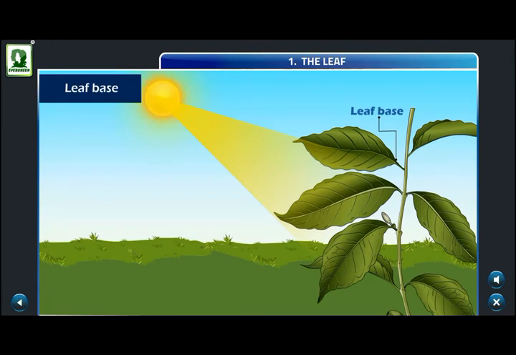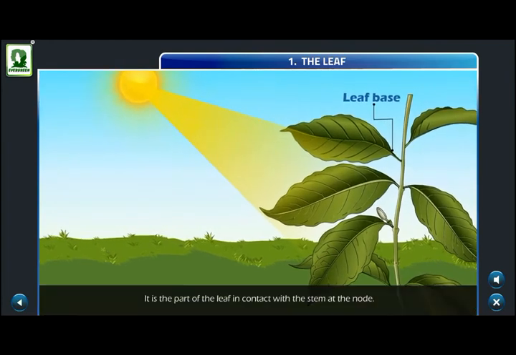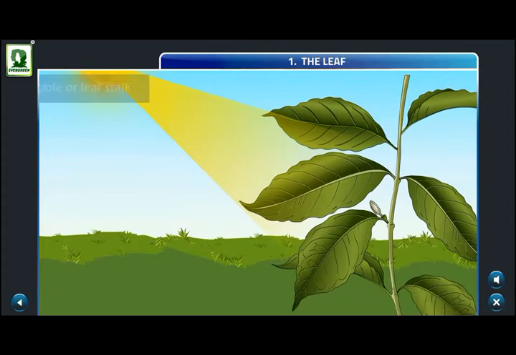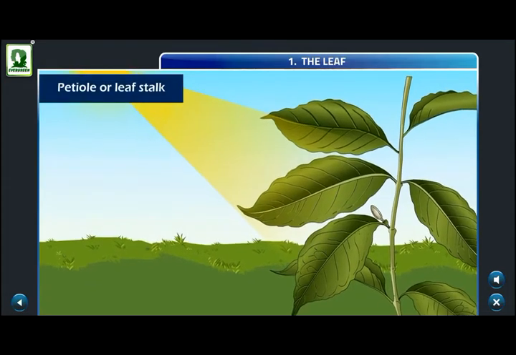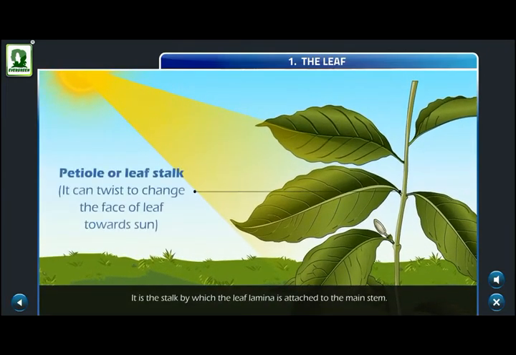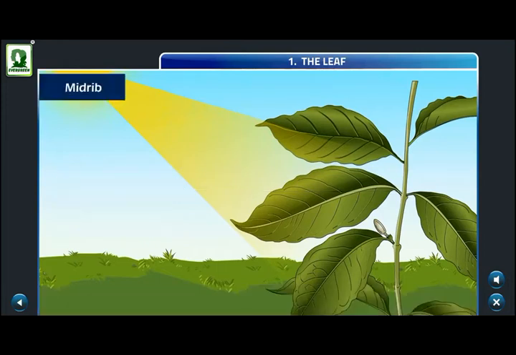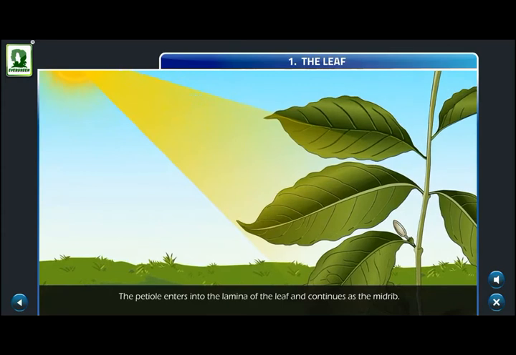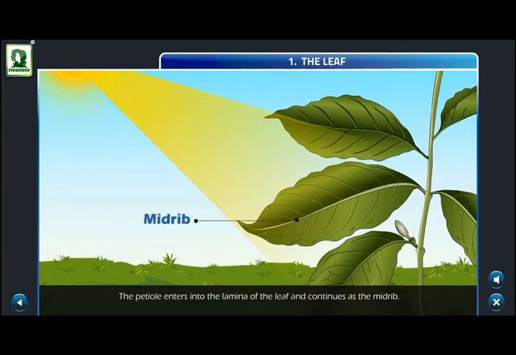Leaf base. It is the part of the leaf in contact with the stem at the node. Petiole or leaf stalk. It is the stalk by which the leaf lamina is attached to the main stem. Midrib. The petiole enters into the lamina of the leaf and continues as the midrib.